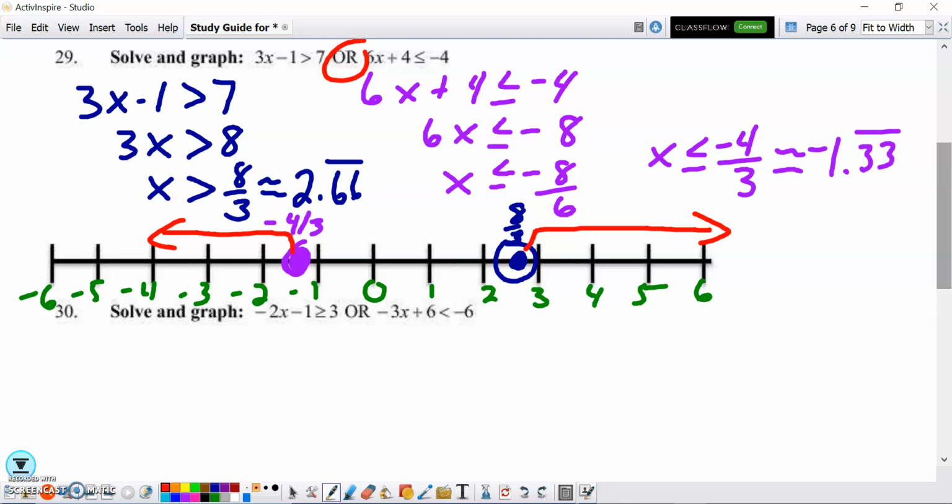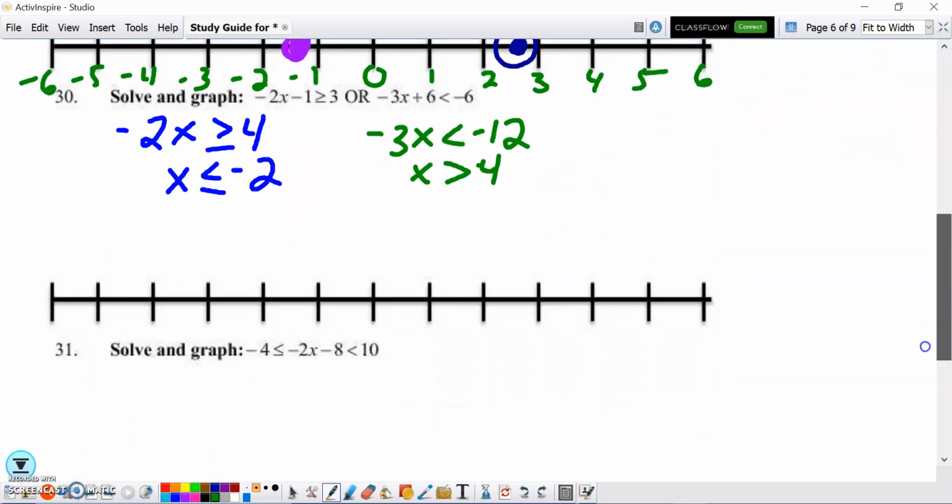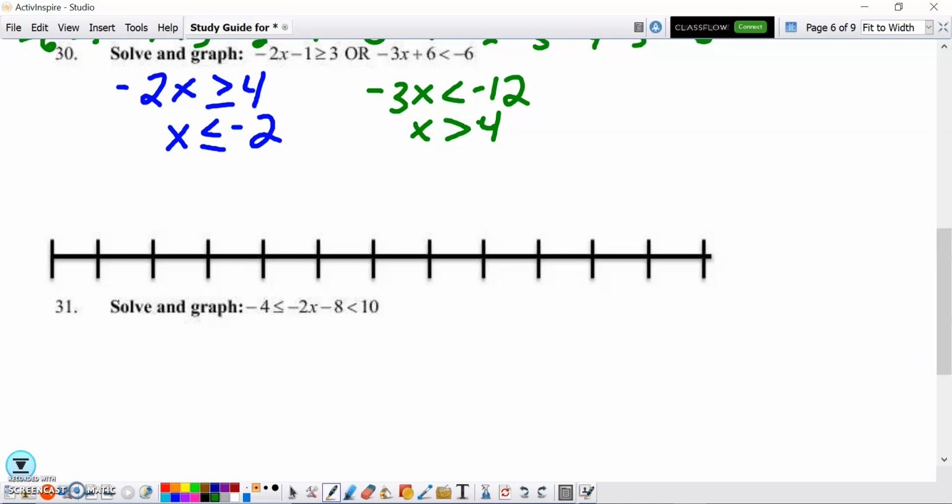Okay, number 30. Starting with the one on the left, I'm going to add 1. Divide by negative 2. Don't forget to flip. Okay, now the other one. I'm going to subtract 6. Divide by negative 3, and again I'm going to flip. And that's a 4. All right, number line.